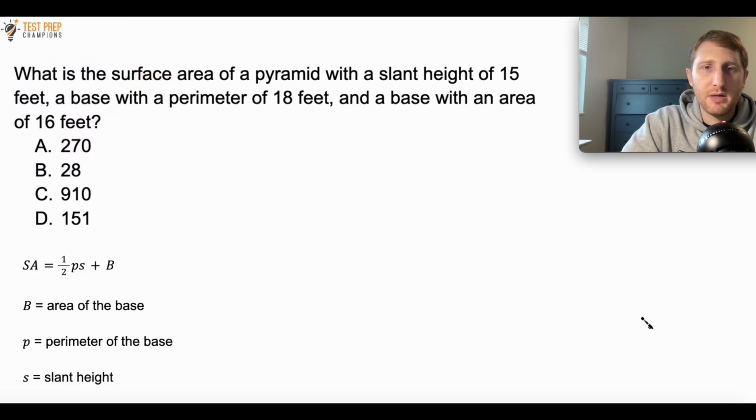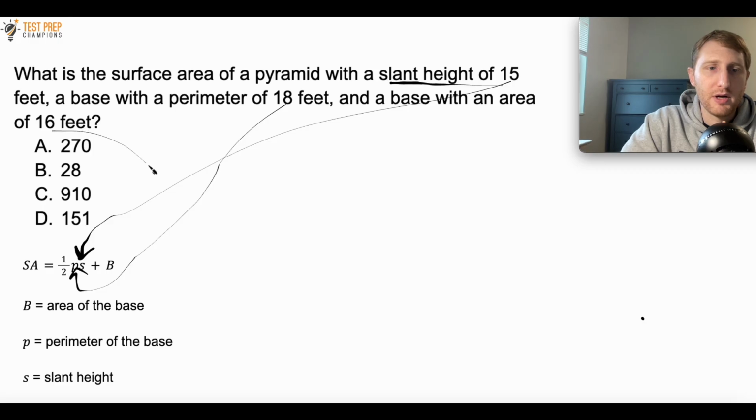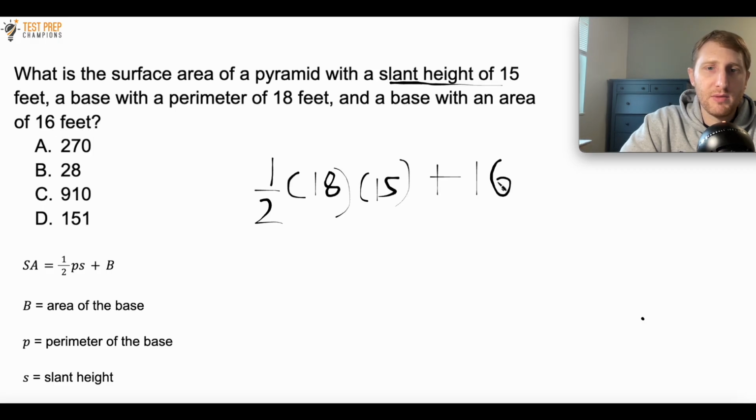Okay, so let's plug the numbers in here. What is the surface area of a pyramid with a slant height of 15 feet? So we know that S stands for slant height, so I'm going to plug 15 into the formula in place of S. Now it says a base with a perimeter of 18 feet, and we're going to plug 18 in there. And then it tells us, a base with an area of 16 feet. So the big B, the capital B here, we're going to put 16 in there. So this is how the numbers should look here. And crunching the numbers in the calculator gets me 151, and the correct answer is D, 151.